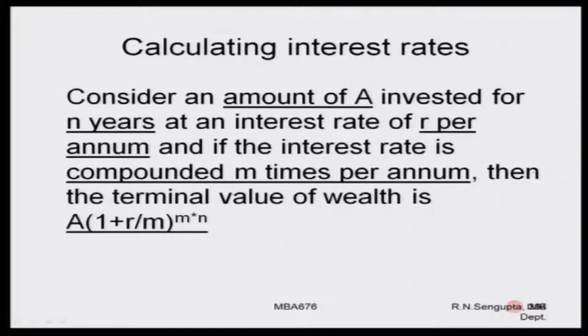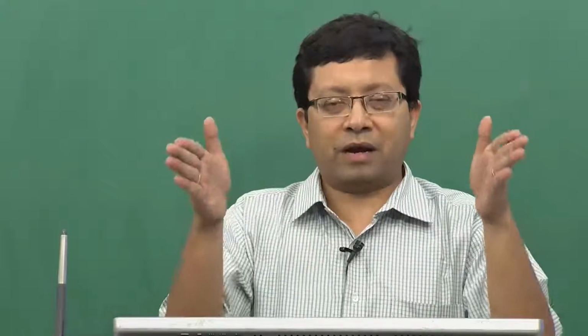Now, consider the next case. The same amount of money A is invested for n years at an interest rate again of R per annum, but now you are compounding it m number of times per year. What do you mean by m number of times per year? It means that you will be circulating that money m number of times per annum. So, you deposit, take it out after 2 months.